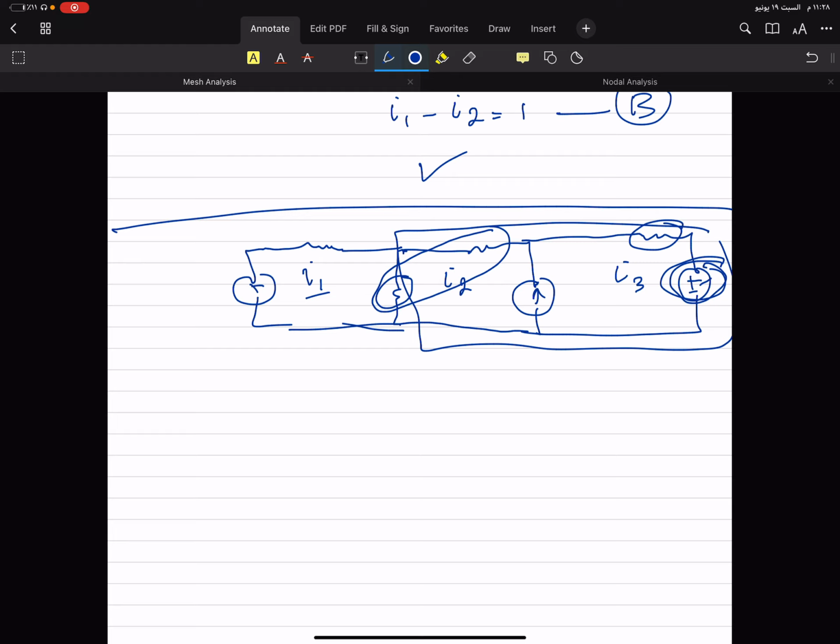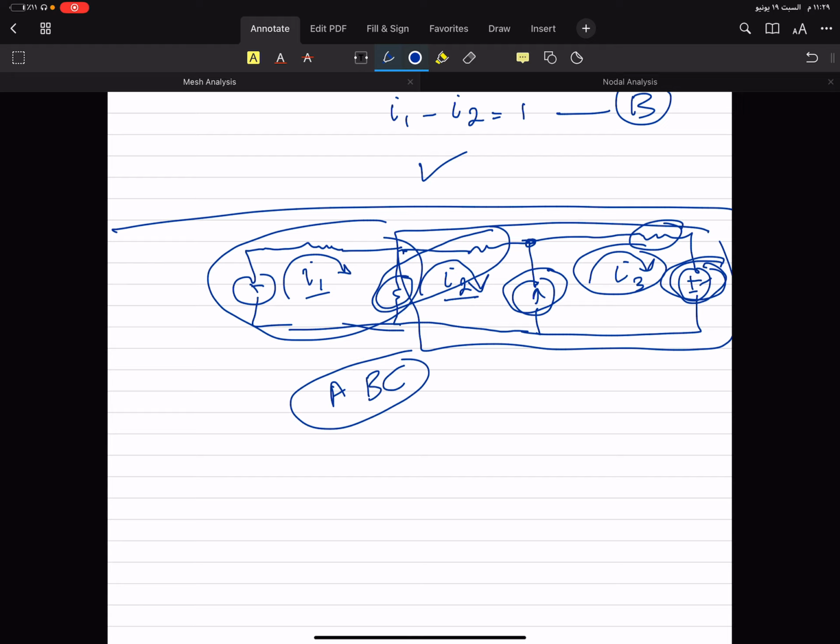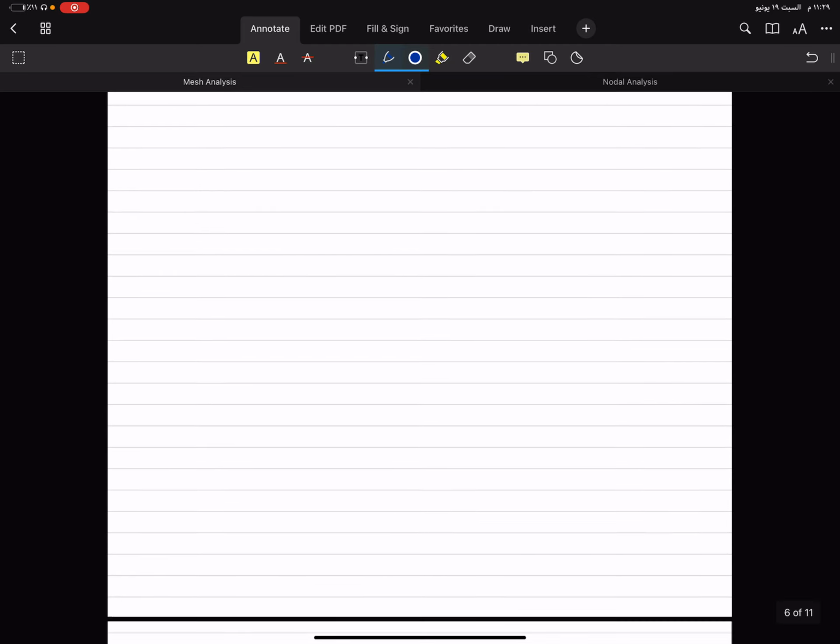This one is equation A. Equation B, you can gain it from this node. Of course, the convention is clockwise. So again, I2 plus the current source is equal to I3. And this one is equation B. And equation number C, you can have it from this loop. So using mesh analysis as I used in the beginning of the video, you will have equation C. You can solve equations A, B, C to have the values of I1, I2, I3. Okay, so supermesh is something easy.